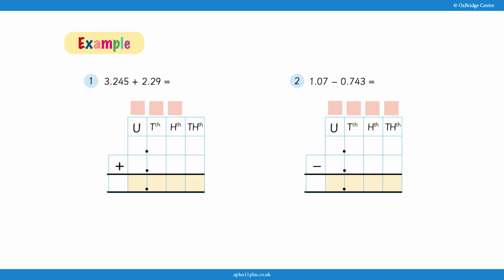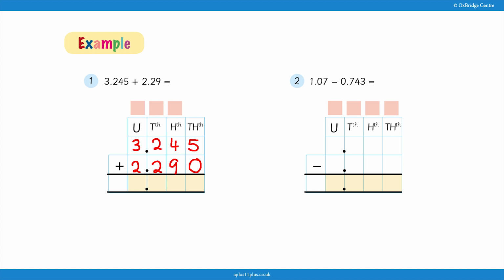In this first example, I have 3.245 plus 2.29. I'm going to write the 3.245 here and also the 2.29. You'll notice that there's a gap here. What I usually do in this scenario is just add in a 0 because that will stop you from making any mistakes when you're adding these values together.